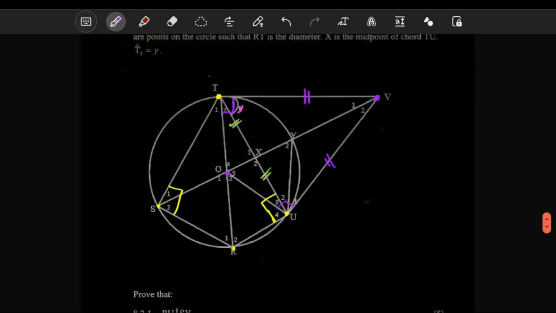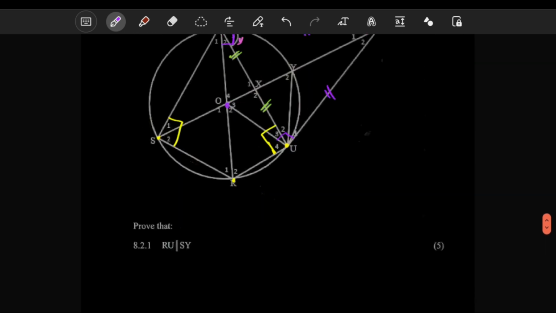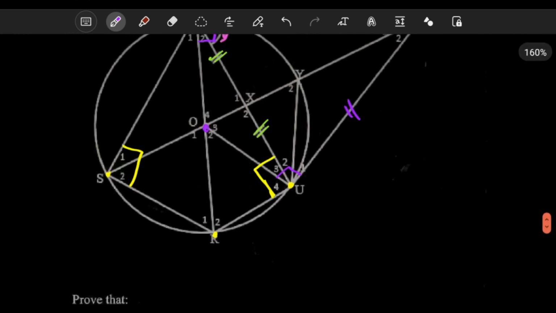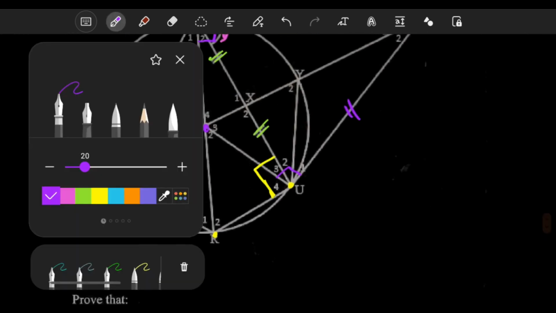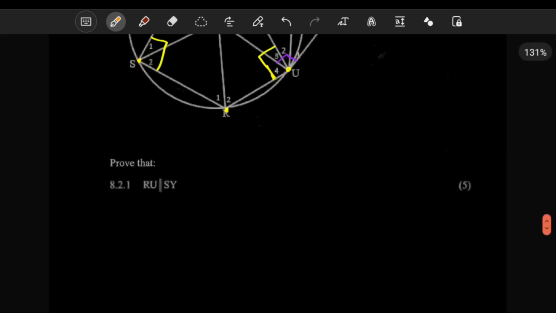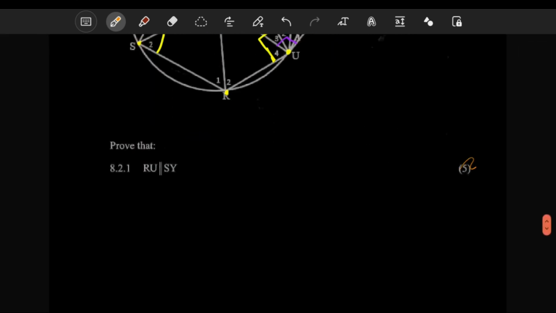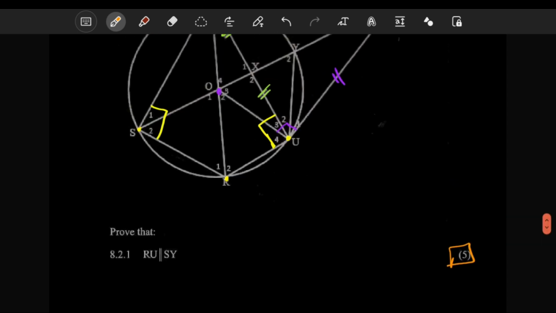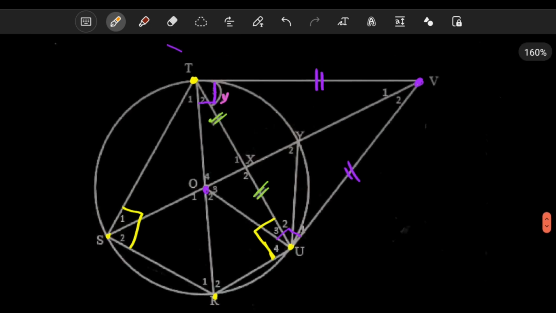With all that we've done, they want us to prove that RU is parallel to SY. Where's RU and SY? They want us to prove that they're parallel. Well, this does not seem so bad. It's a 5-mark question, honestly speaking. Always look at them as an opportunity to bank good marks, because 3 to 5 mark questions are like 10%. So every time you get a 5-mark question, try to get as many marks as you can there.